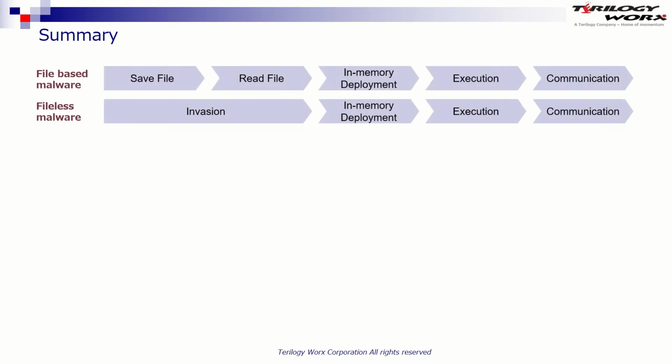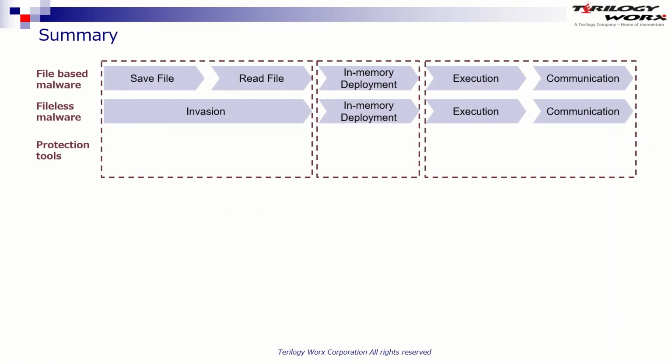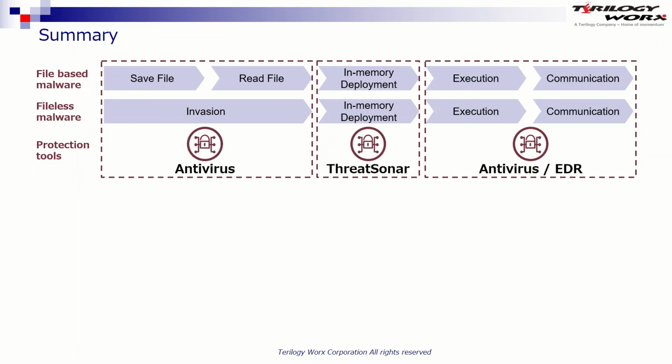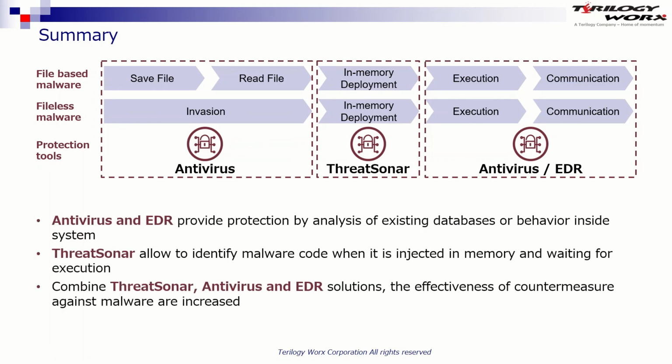To sum up, multiple tools are needed to protect systems from data breaches and malware cyber attacks. Antivirus and EDR solutions can help to identify malware when it is either being downloaded into the system or starts actively communicating with the attacker's server. On the other hand, ThreatSonar helps to identify malware that is saved in the system until the start of the attack. The combination of ThreatSonar, antivirus, and EDR solutions allows you to increase the effectiveness of countermeasures against various types of malware.